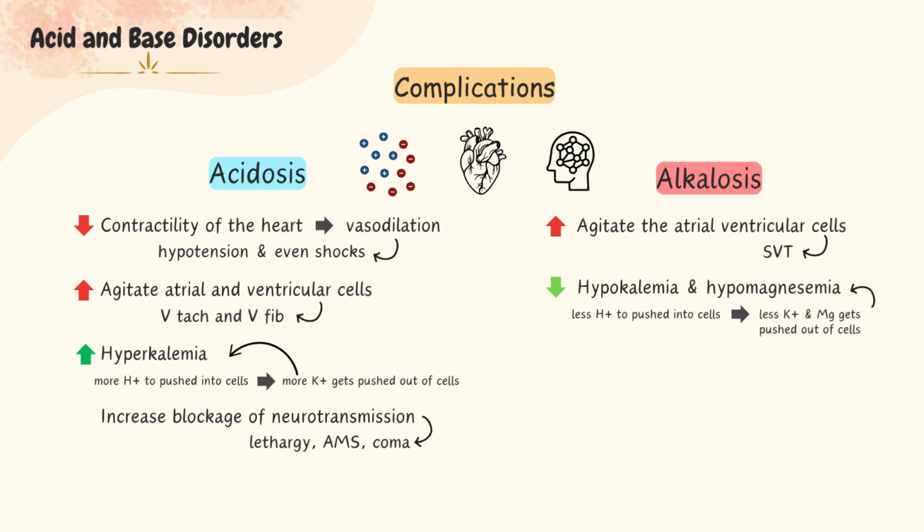Alkalosis can also affect neurotransmission. Remember, too much hydrogen ions can block neurotransmission, but if there are not enough hydrogen ions to block some of the neurotransmission, it can cause neurons to fire uncontrollably and lead to tetany, seizure, and altered mental status. So you see, the body needs to be in balance. It cannot have too much or too little of anything.